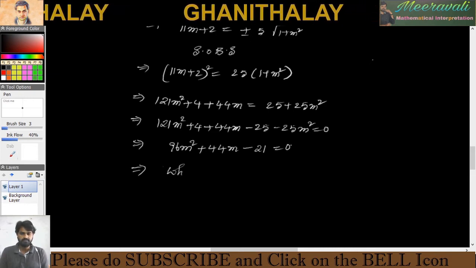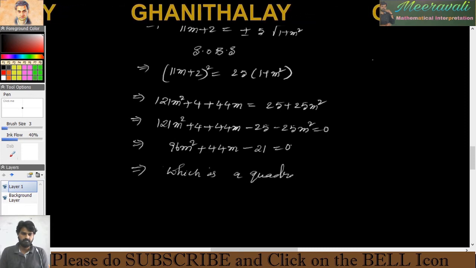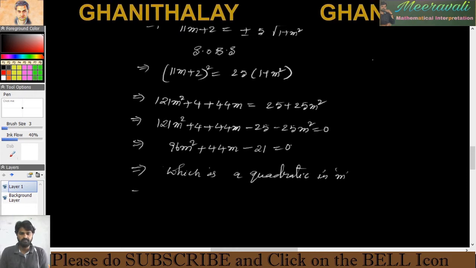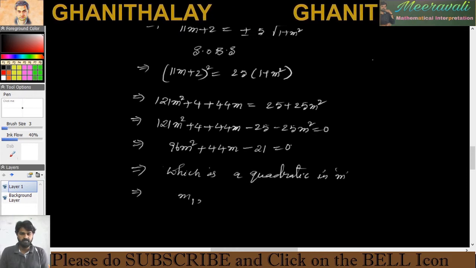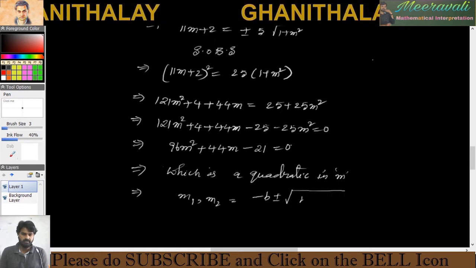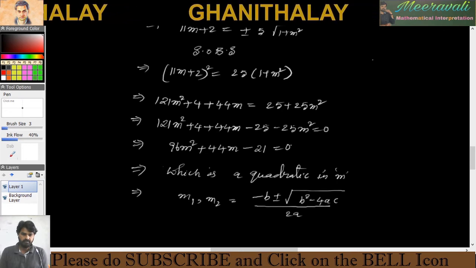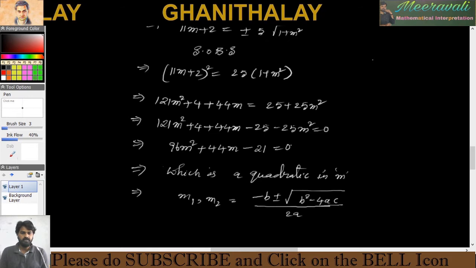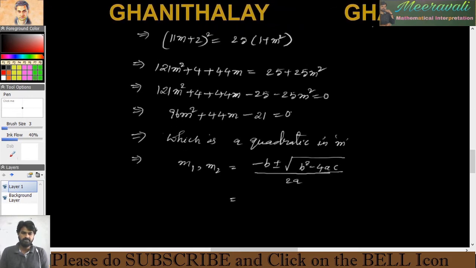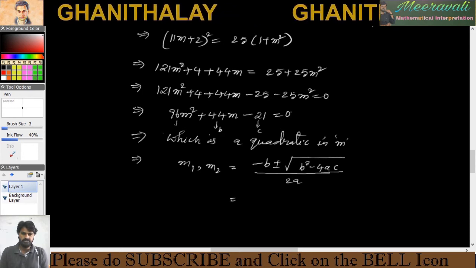Okay, which is a quadratic in the variable m. So therefore the roots are m1, m2. Now the formula is minus b plus or minus square root of b square minus 4ac by 2a. This is the formula to find the roots of a quadratic equation. Okay, so here minus b means the m coefficient. This is b, this is c, this is a.